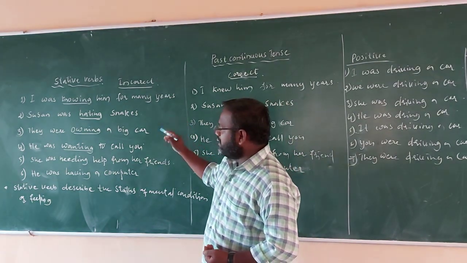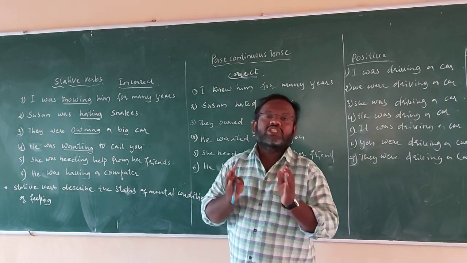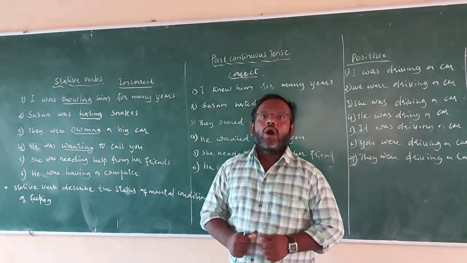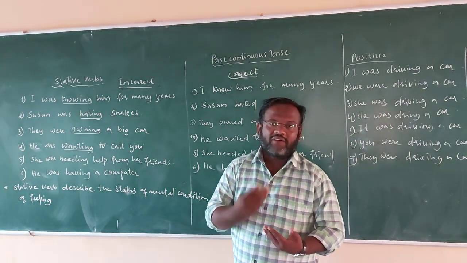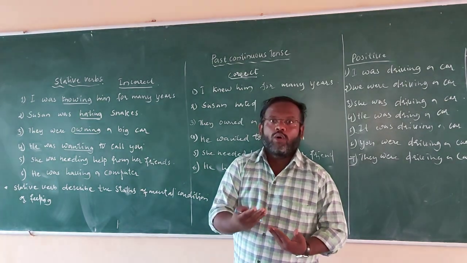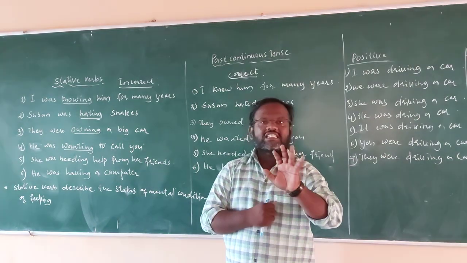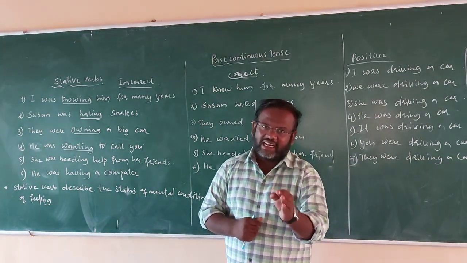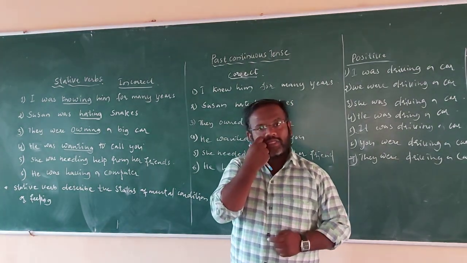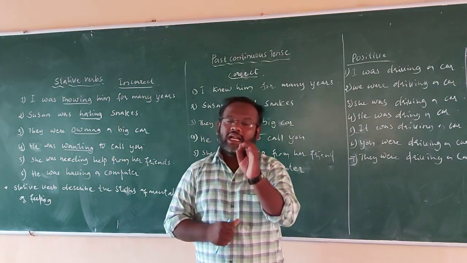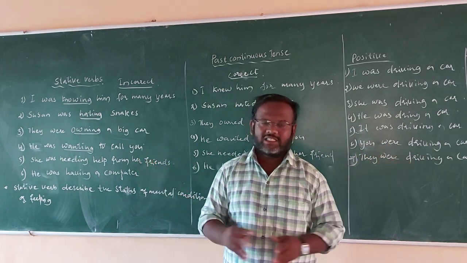Stative verbs are the verbs which describe the status of mental activities or the status of feelings that we are having: love, affection, hate, and so on. Such words are considered stative verbs, which are directly related to the feelings of a person or the mental status. Such verbs are called stative verbs, and stative verbs we should not use in any continuous tense.